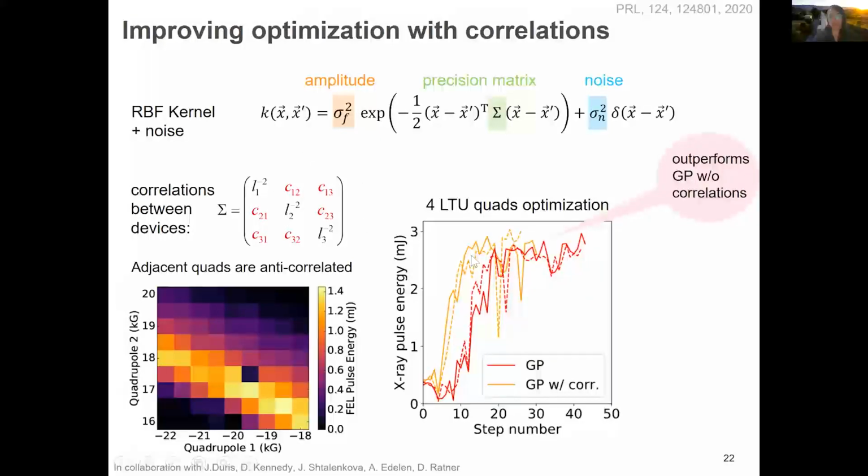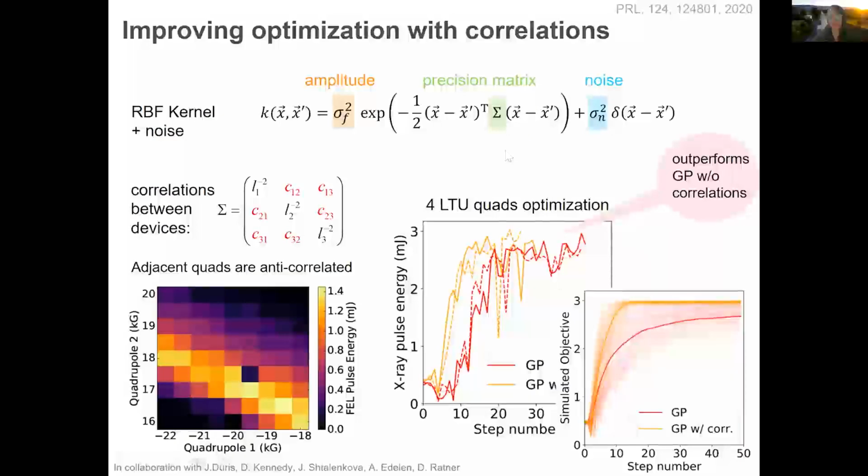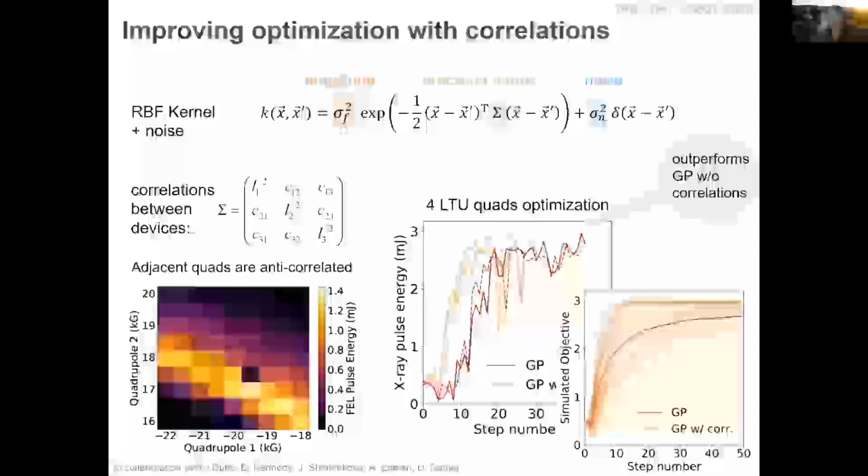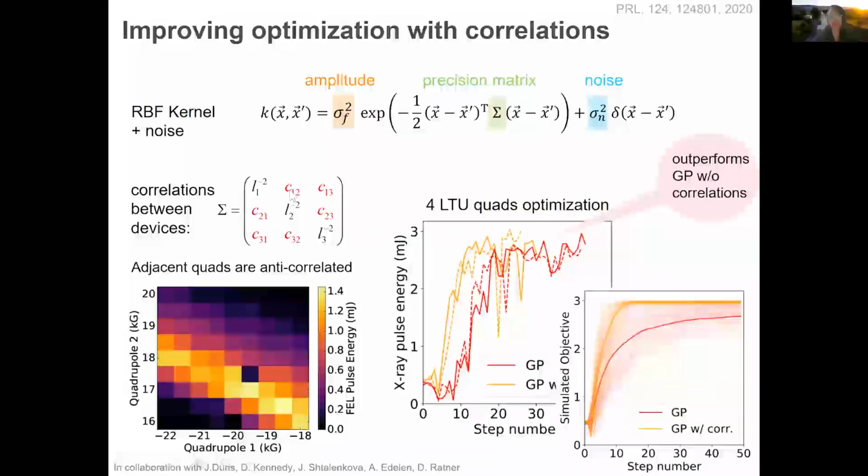And we demonstrated this on 4 quadrupoles. So you can see that the Gaussian process with correlations performs faster than the Gaussian process without correlations. This work was led by Joe Doris from SLAC. Okay, and at this point we made a correlated kernel, but we had to use data from the machine.